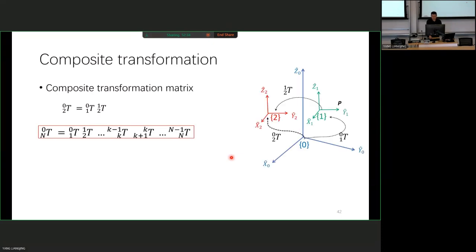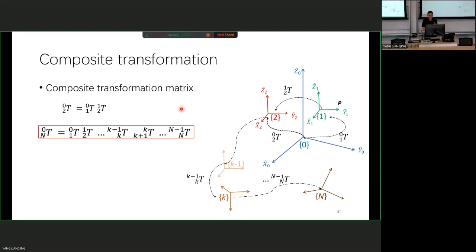Now this composite transformation matrix is important. If I want to find something from 0 to n, but I only have information of 1 to 2, 2 to 3, 3 to 4, and all the way n minus 1 to n, how do I get 0 to n? I just do matrix multiplication. If you have a robot with a lot of linkages, each joint can give you a reading from one link to another, so link i to i plus 1. If you are interested in finding link 0 to n, meaning from the base to the end effector, you just need to multiply all of these together.